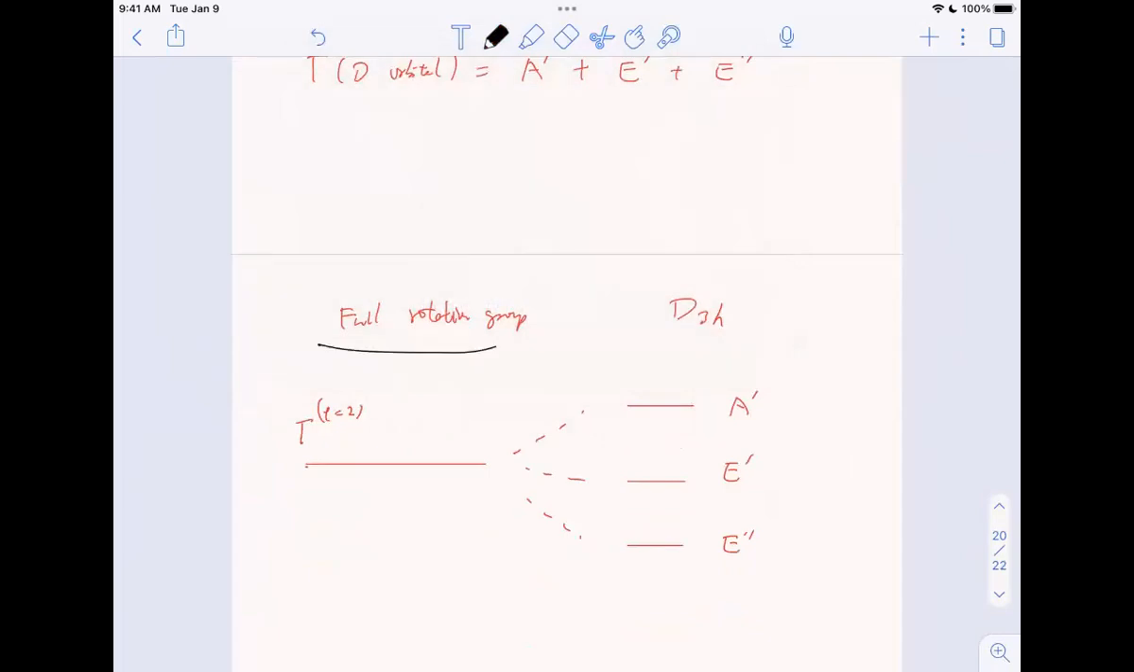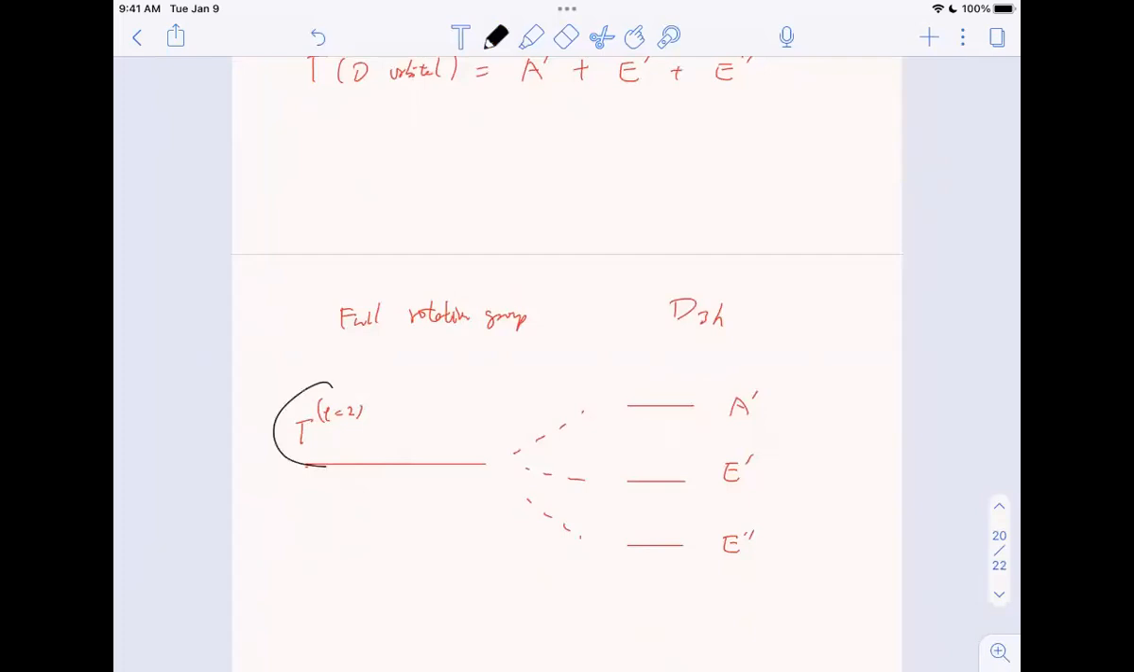You have a full rotational group. The d orbit, they are in this gamma L equal to 2 representation, and this representation is irreducible for the full rotational symmetry group. It's a 5x5 matrices. But once you lower the symmetry to D3H, this representation is no longer irreducible. It becomes reducible. So you can decompose this into the combination of 3 irreducible representation.